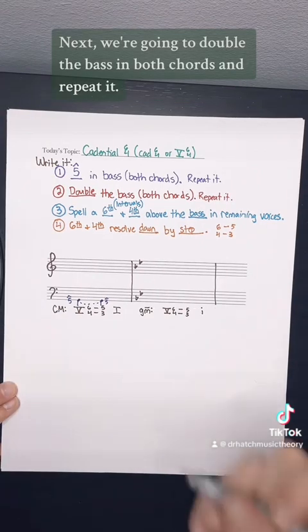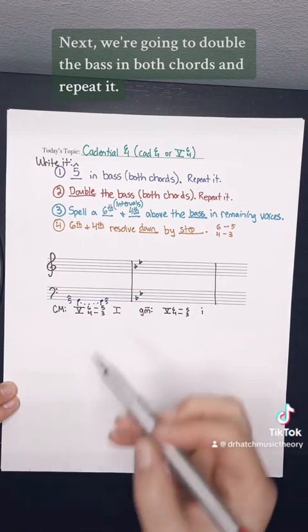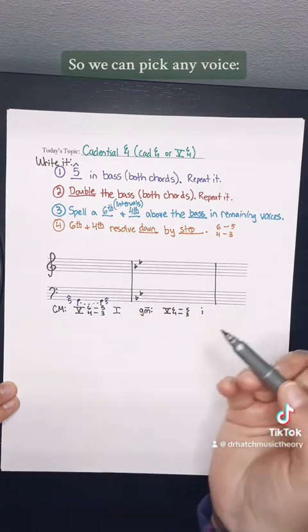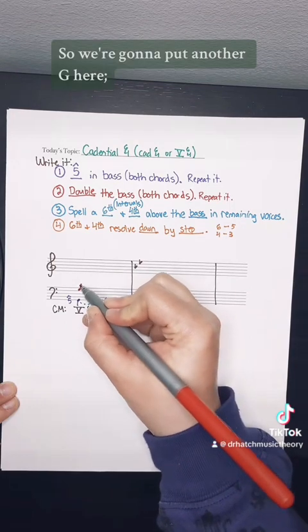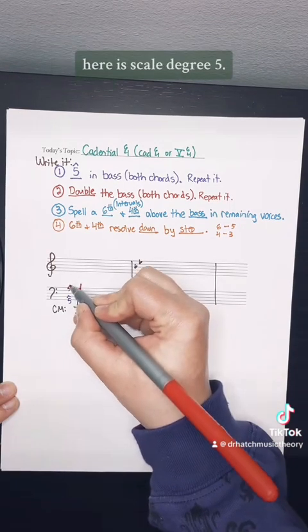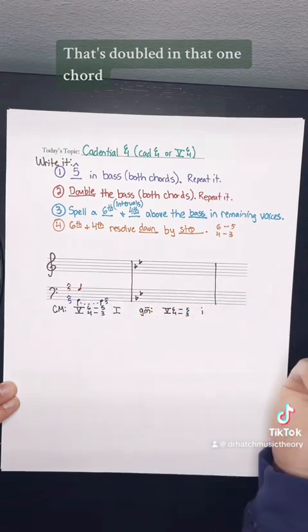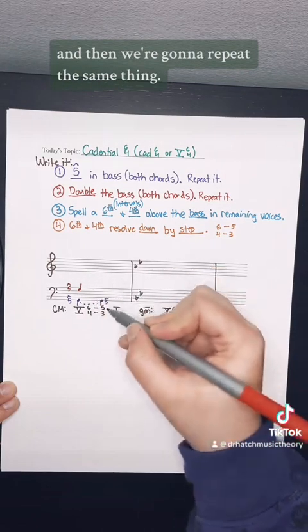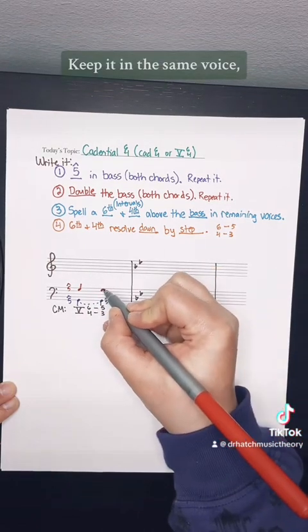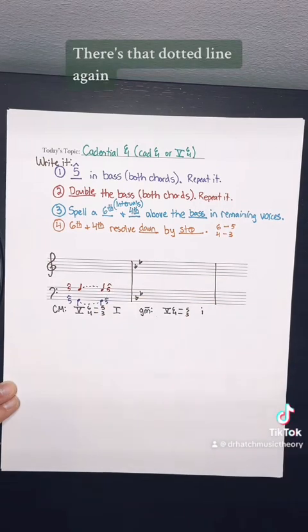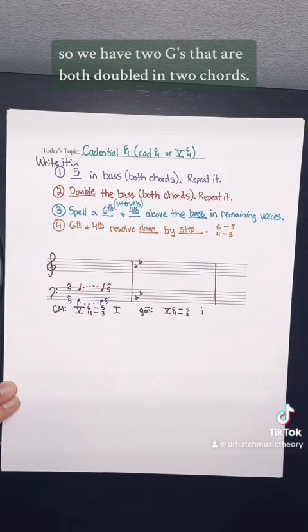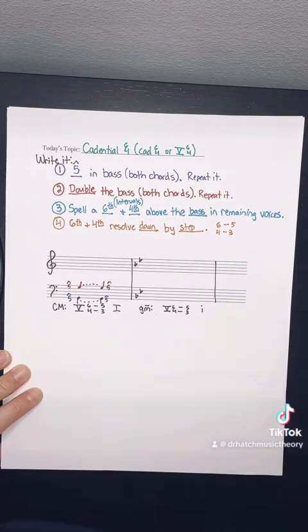Next, we're going to double the bass in both chords and repeat it. So we can pick any voice, soprano, alto, tenor. In this case, let's just do the tenor. So we're going to put another G here. Here's scale degree 5. That's doubled in that one chord. And then we're going to repeat the same thing. Keep it in the same voice. There's that dotted line again. So we have 2 G's that are both doubled in 2 chords.